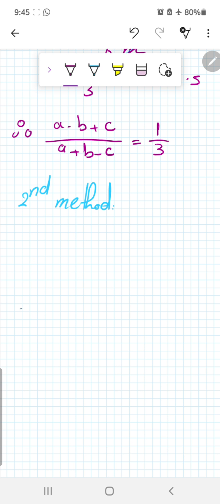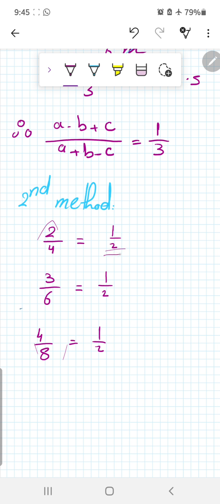What does 2 over 4 equal? 1 over 2, simplified. And 3 over 6? Also 1 over 2. And 4 over 8? 1 over 2. All of these ratios have half as a common simplified final result. So half here is one of the given ratios.